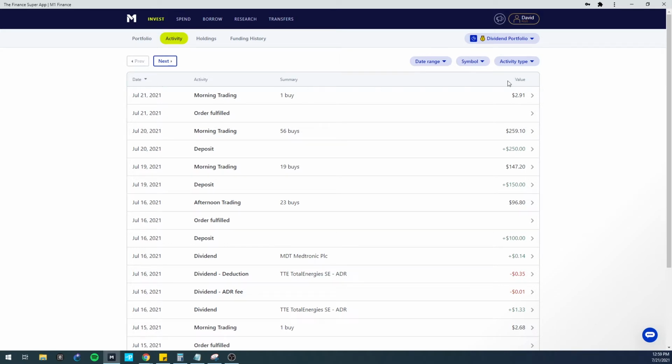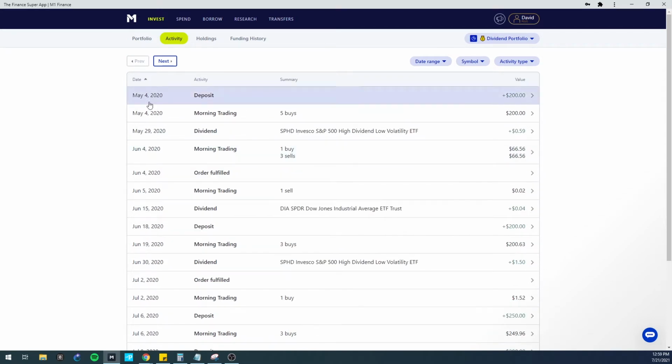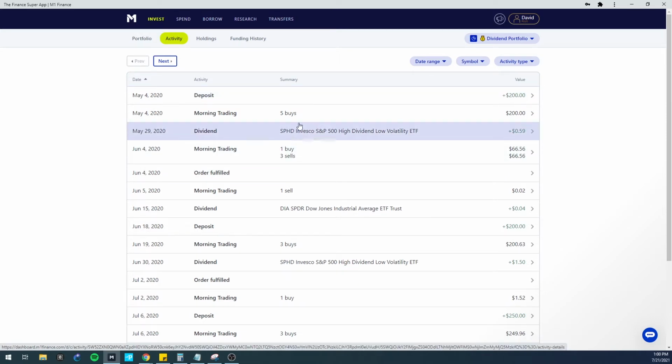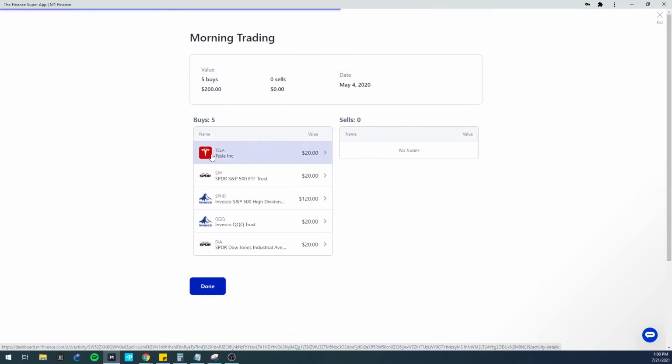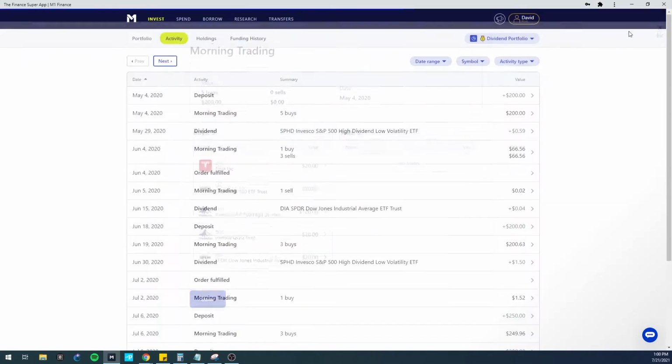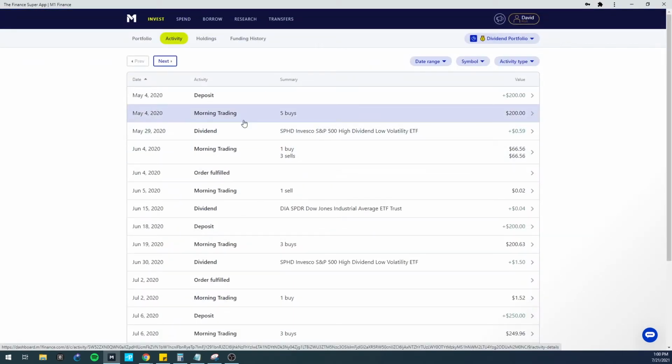Again, you can click on these columns. No, you can only click on date, but you can sort by the earliest date, which you can see was when I first set up on M1 Finance. That was May 4th of last year, and I funded it with $200, and I bought a few things. Let's see, what did I buy? Oh yes, I was still an M1 noob.